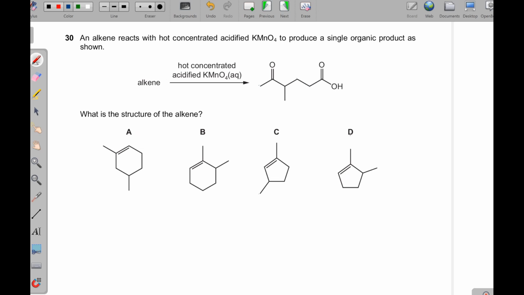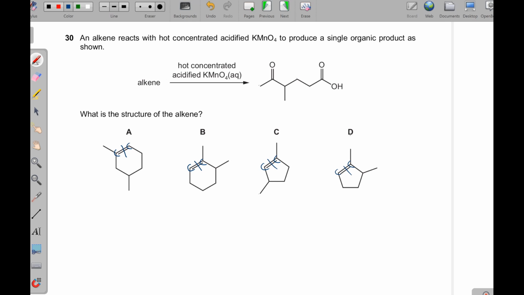C. Question 30. An alkene reacts with hot concentrated acidified potassium permanganate to produce a single organic product as shown. Now, with hot concentrated acidified potassium permanganate, the double bond is actually completely broken in an alkene. So we are going to see this one broken, this one broken, this one broken, and then these carbons in these double bonds are oxidized. Okay. Now we can get carboxylic acids. We can get what else? We can also get ketones there.